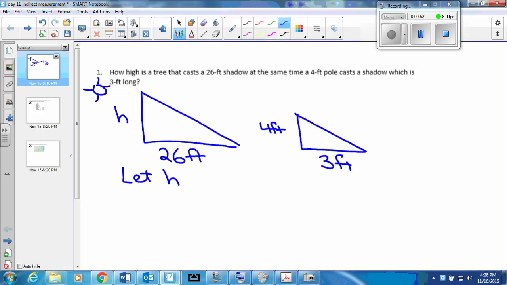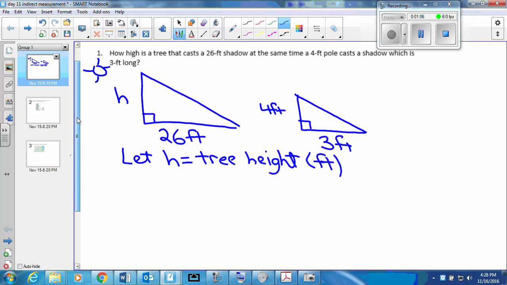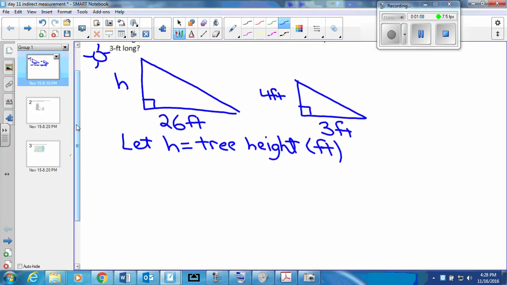So I'm going to call that h. So let h equal the tree height, and I'm going to measure that in feet. So what happens here is I have a set of similar right triangles. So I can set up my proportions.